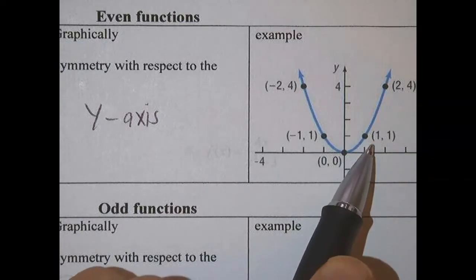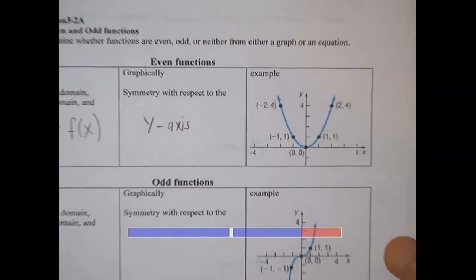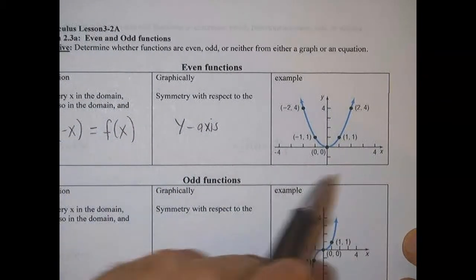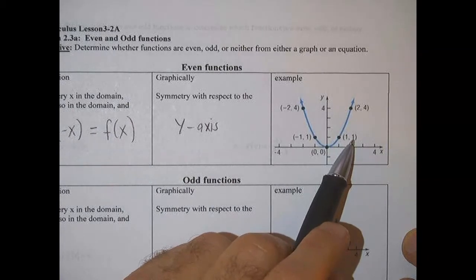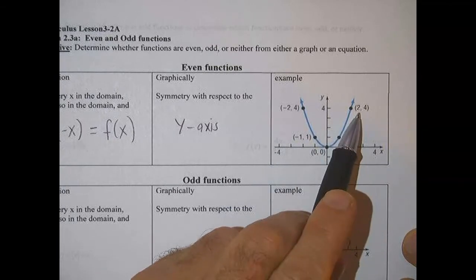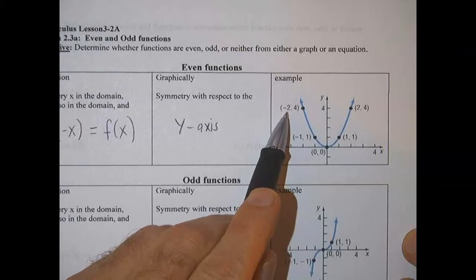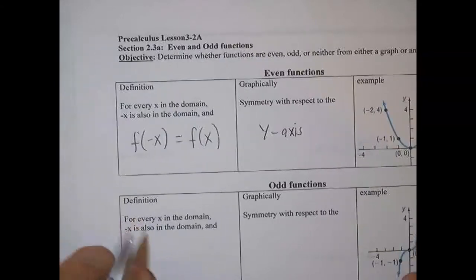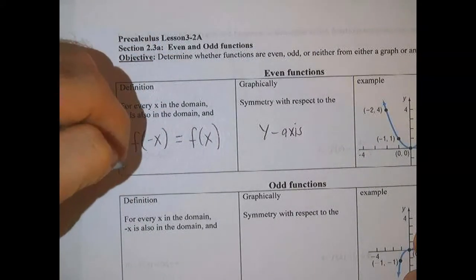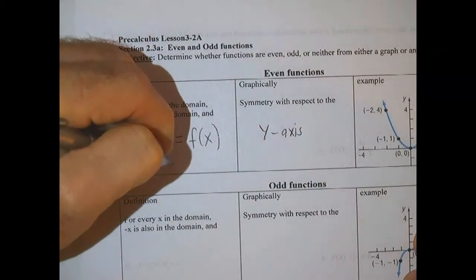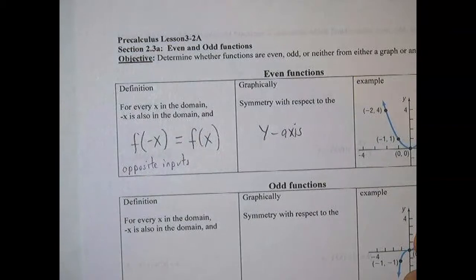Notice that whatever f of x is, f of negative x is the same thing. So for example, if x is 1, the output is 1. Same output for x is negative 1. If x is 2, the output is 4, and it's the same output for the opposite of x. So every time we have opposite inputs, we get the same output. And that's another way of saying this. So we can say also that opposite inputs give the same output.